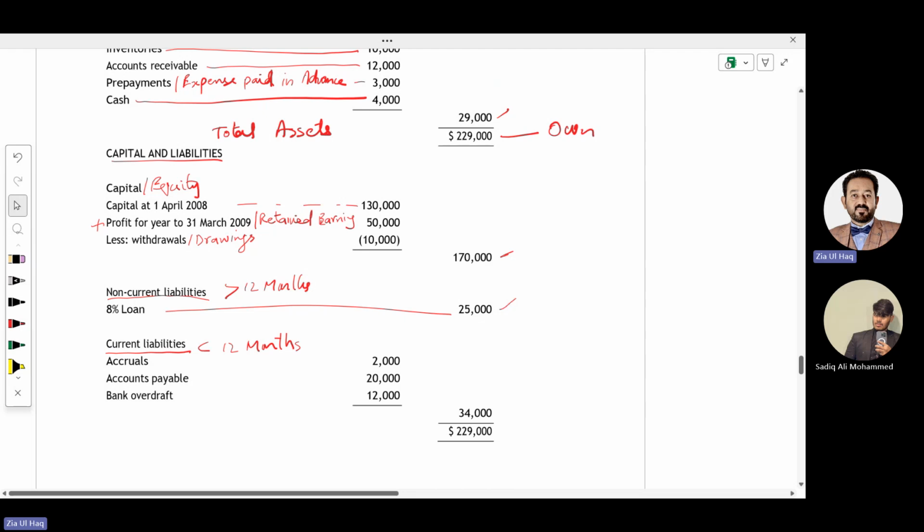Accruals. Accruals mean expenses we have enjoyed in the current period, but we need to pay in the future. Like the electricity bill of this month, we will pay next month. We haven't paid. That is our liability. We will record it as accrued, or we record it as expense payable.